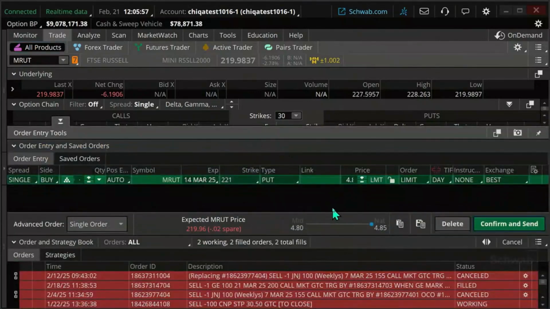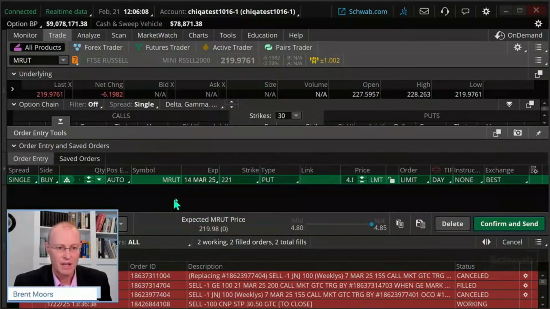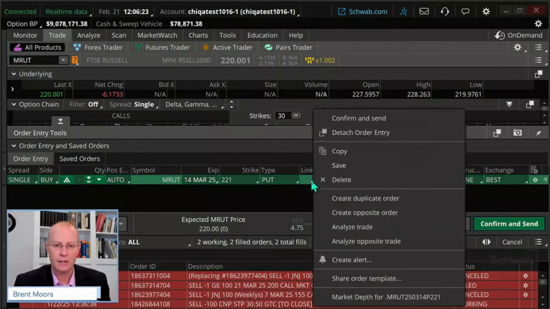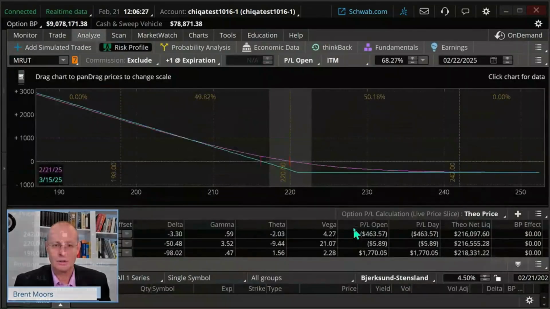Now, this class is more of an intermediate level class, so I assume you know what a long put option is. Here's a long put. We're just, instead of using the individual stock, using it on an index here. Now, if I want to look at this trade in more detail and take it to the risk profile tool, instead of just sending that trade, I can right click on it and click on Analyze Trade.